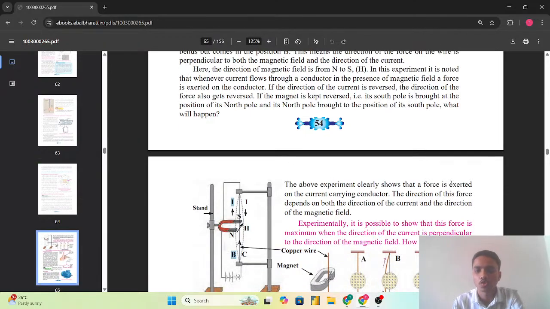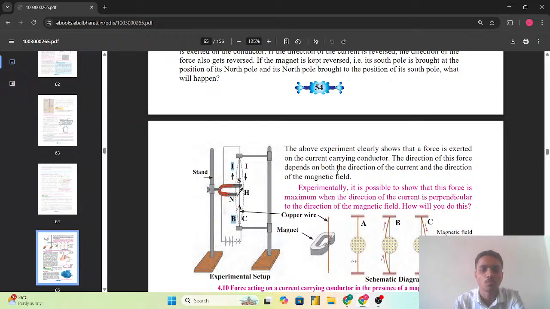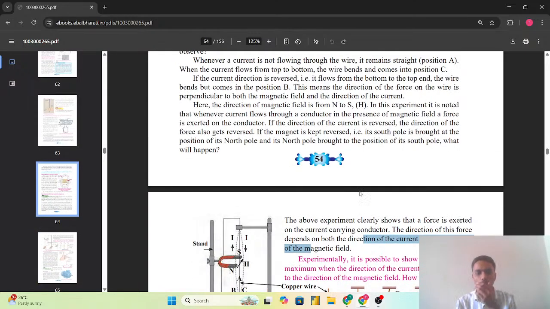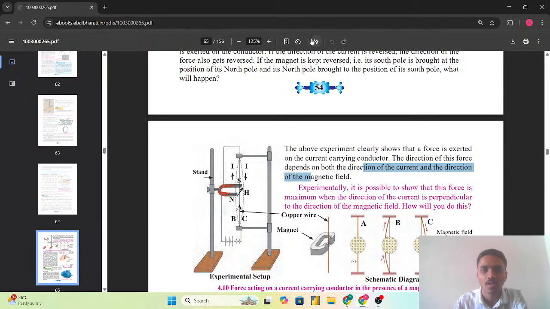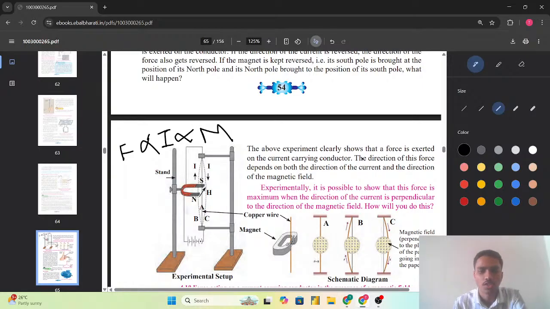The above experiment clearly shows that the force is exerted on the current carrying conductor. The direction of this force depends on both the direction of the current as well as the direction of the magnetic field. So from this we can state that the force acting on the straight current carrying conductor will be directly proportional to the current which is flowing through that conductor, and also depends on the magnetic field which is generated here.